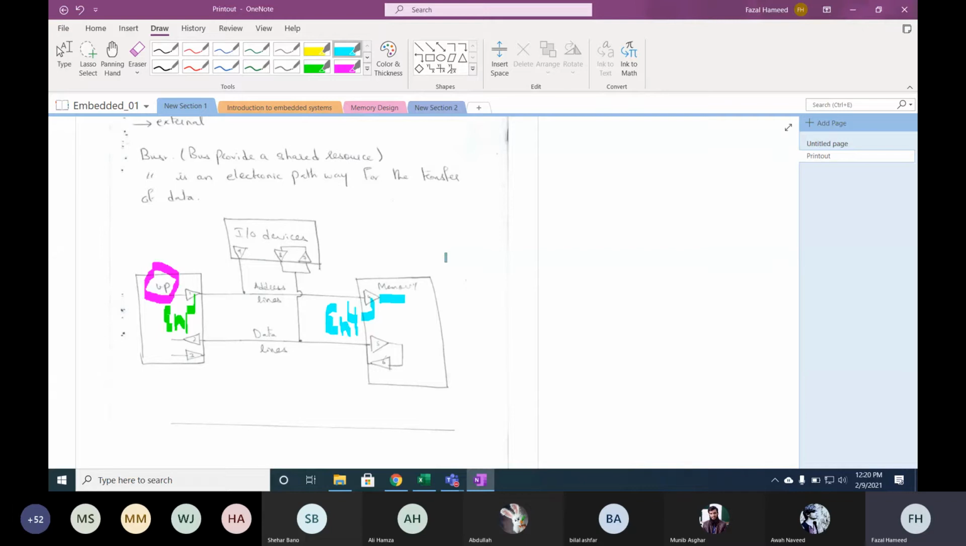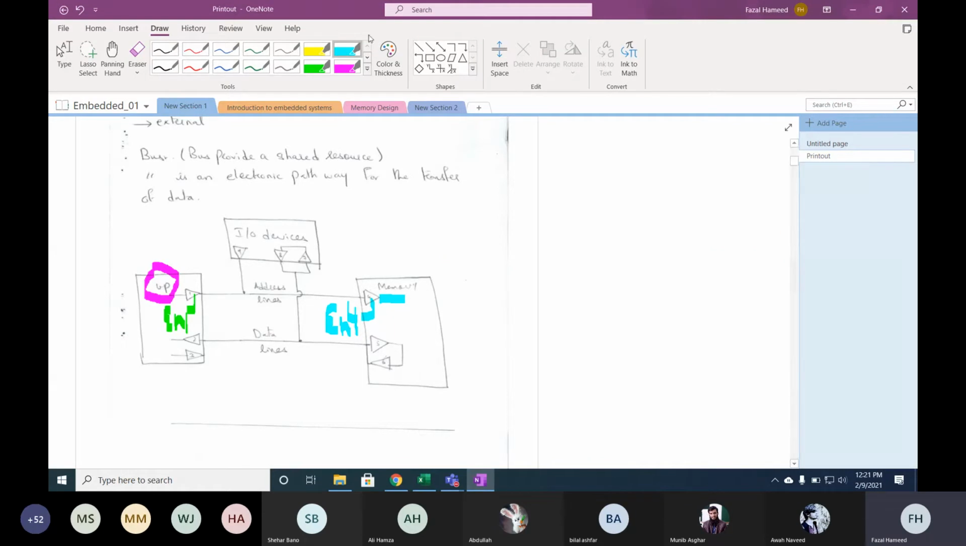Every tri-state buffer has an enable. How many tri-state buffers are there? Tell me. 9. There are 9 tri-state buffers: 1, 2, 3, 4, 5, 6, 7, 8, 9. Each tri-state buffer has an enable.